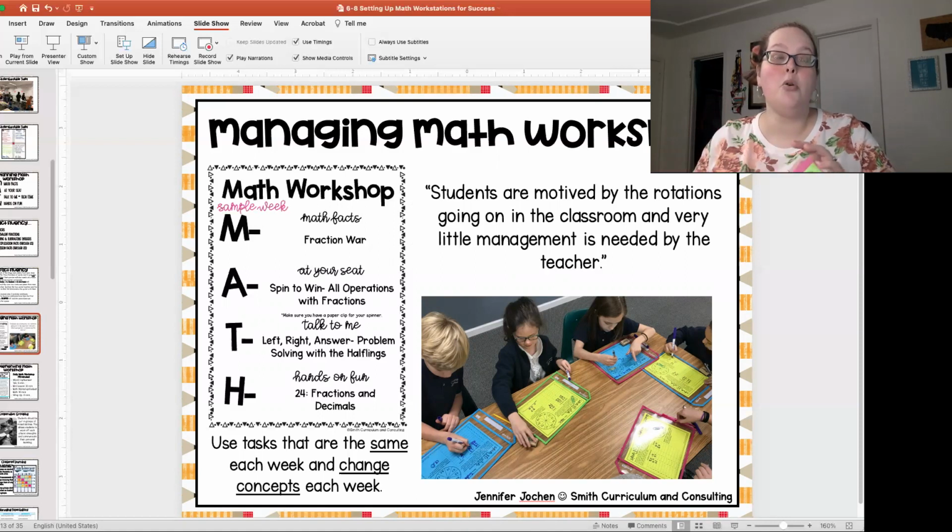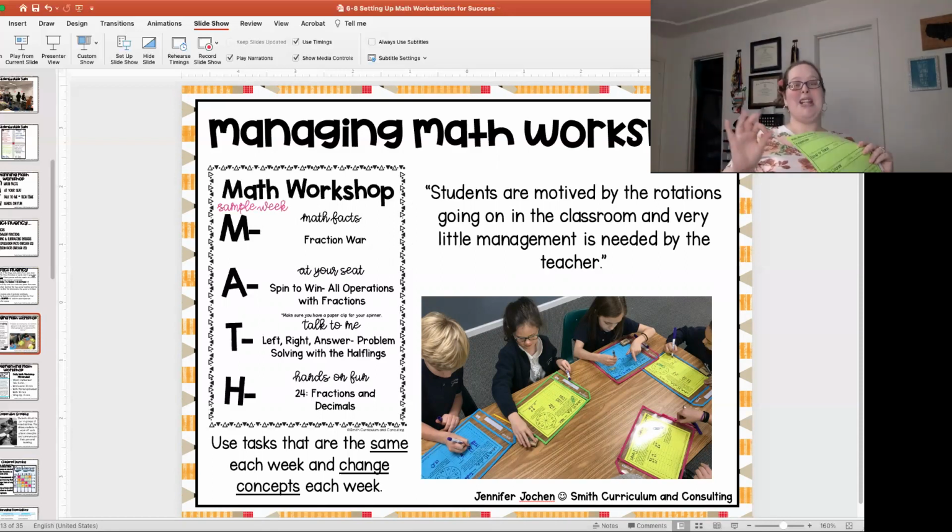Students are motivated by the rotations that are going on in the classroom, or when students are motivated by what is going on in the classroom and the different types of activities, very little classroom management is going to be needed by you, because students are excited to be doing something different than what they would normally be doing.